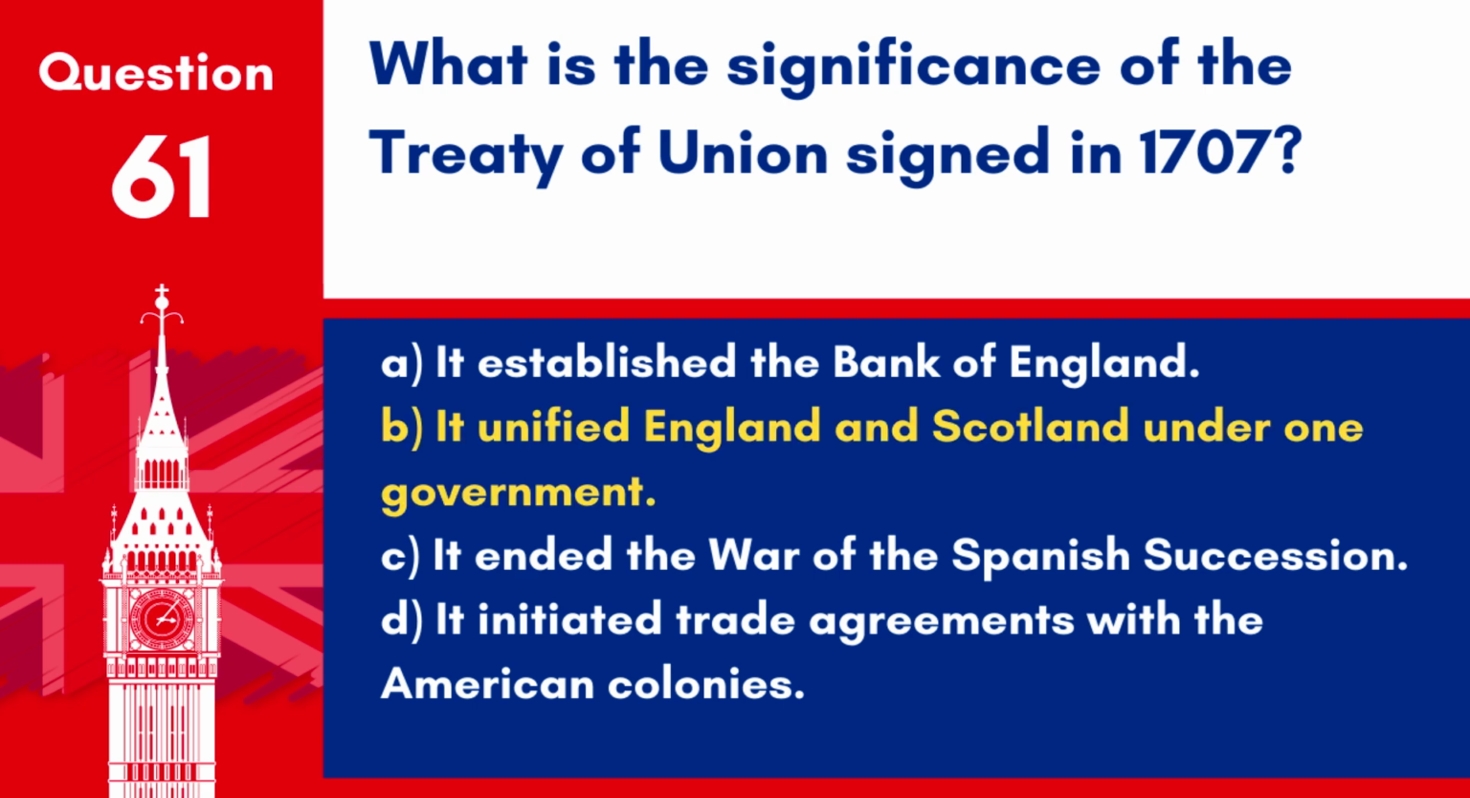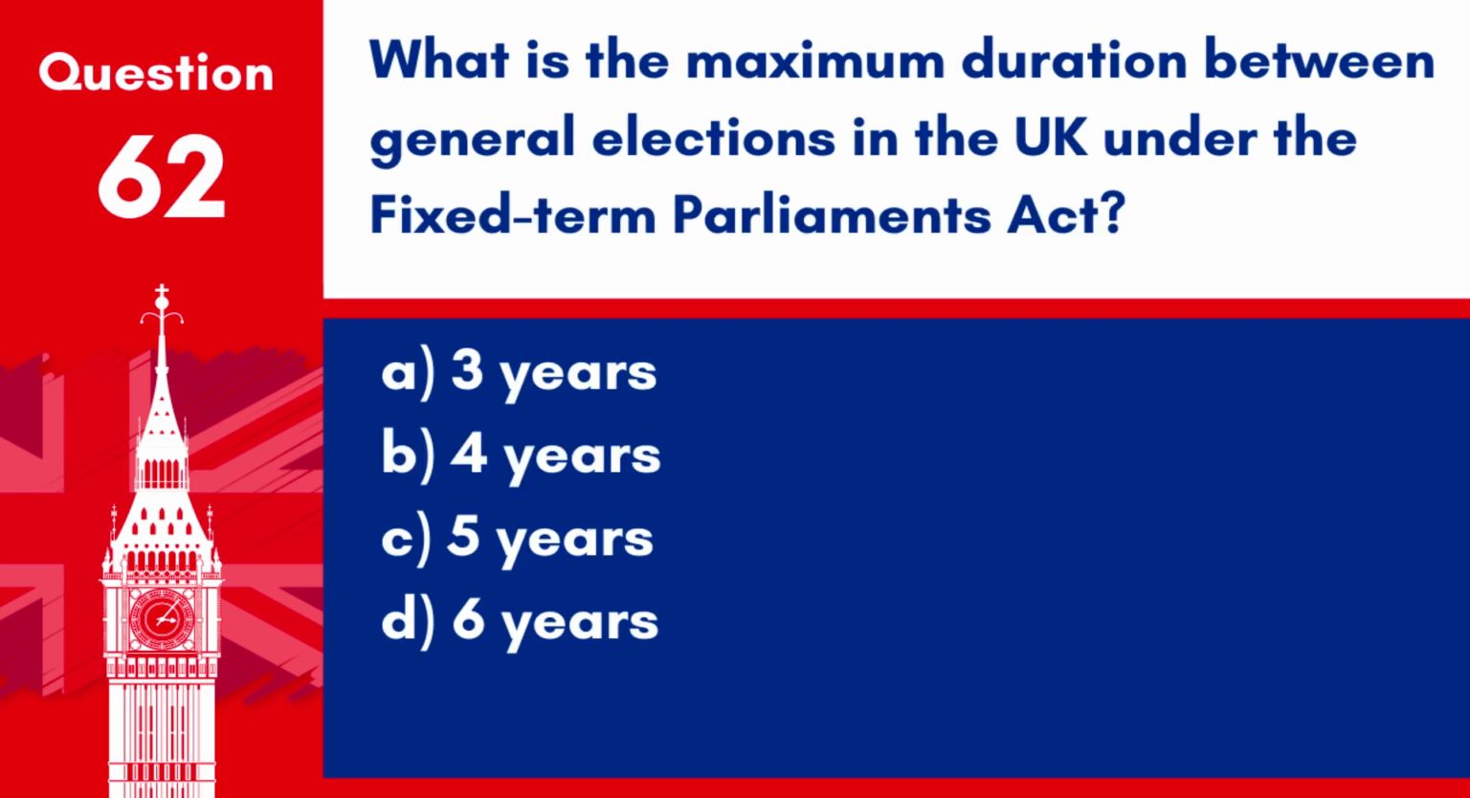Answer: B. It unified England and Scotland under one government. The Treaty of Union in 1707 unified England and Scotland, creating the Kingdom of Great Britain with a single parliament at Westminster. Question 62. What is the maximum duration between general elections in the UK under the Fixed Term Parliaments Act? A. 3 years. B. 4 years. C. 5 years. D. 6 years.